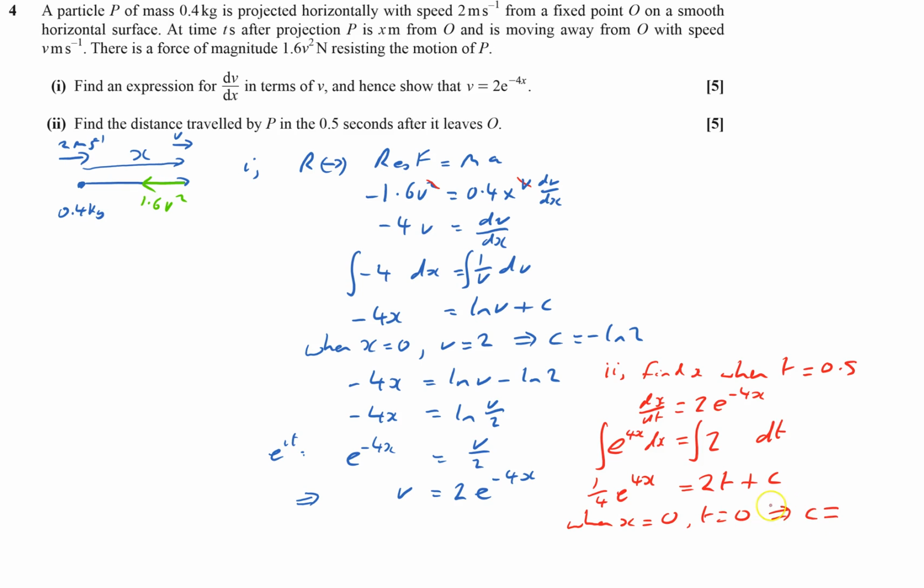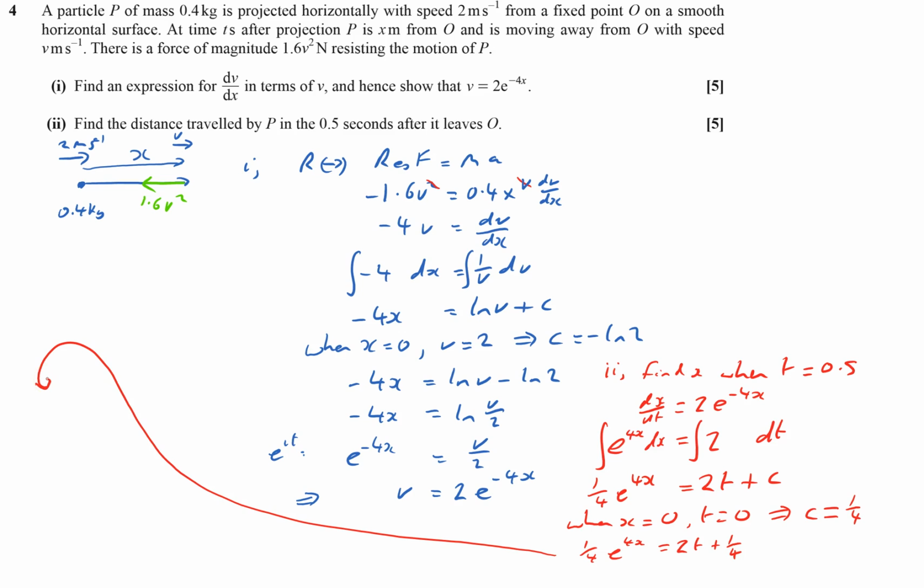We know when x equals 0, t equals 0, therefore c equals, let's be careful here, because e to the 0 is 1, c equals a quarter. And that's going to give us a quarter e to the 4x equals 2t plus a quarter.